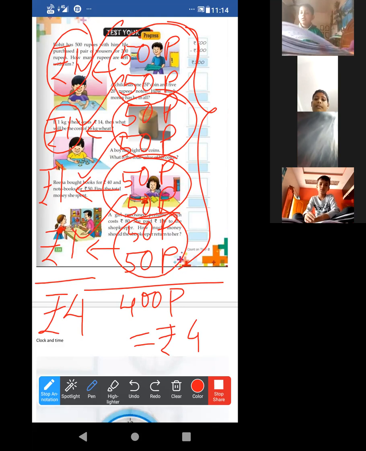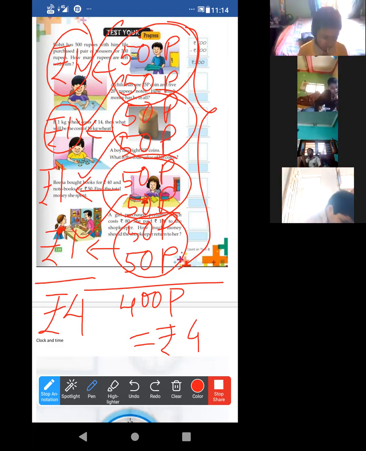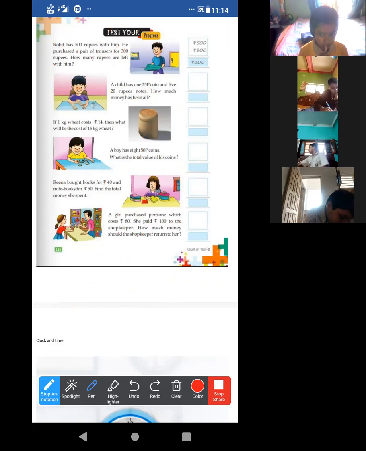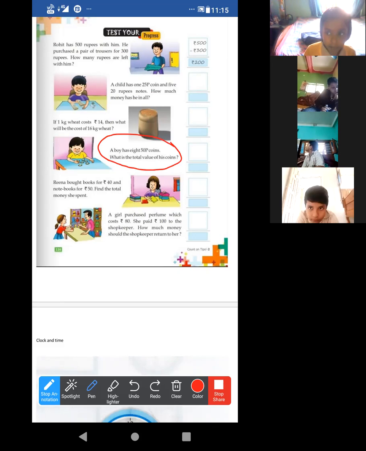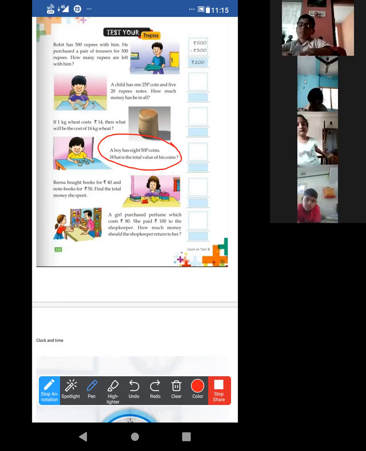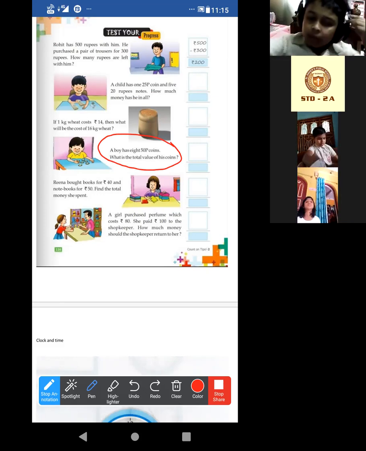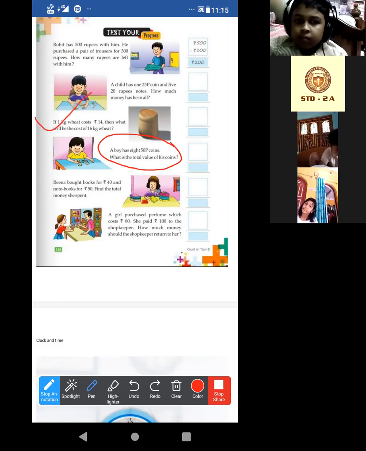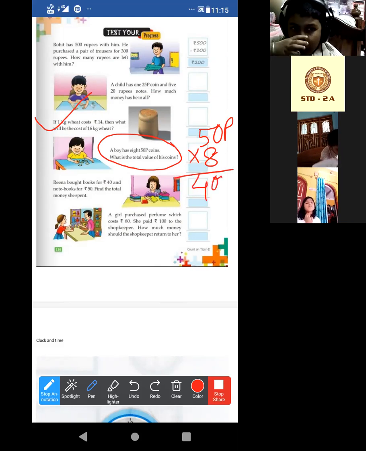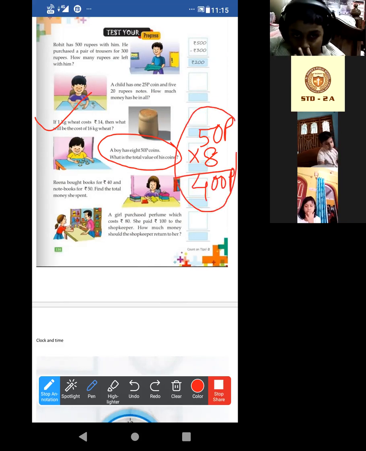Okay, now as this is single digit, 8 50 paise coins are there. So what you can do, instead of doing addition, you can do multiplication also. Okay. Just like this one. 50 paise coins, how many are there? 8. So just directly this one. 5 8s are 40. This will take less time, as you know the rule of multiplication.